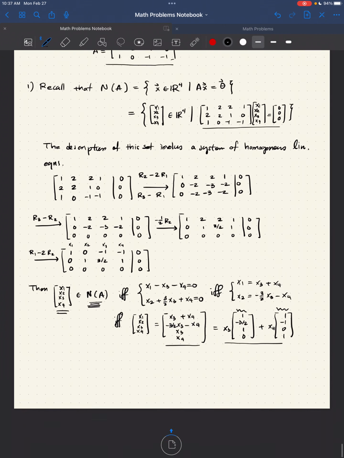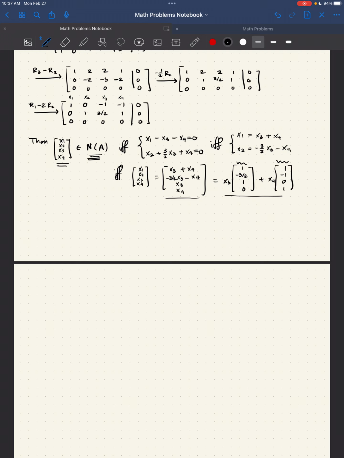And it's not only a generating set, it's actually a basis, because the collection forms a linearly independent set, and that's something that we can verify simply by the row reduction process. So, the collection (1, -3/2, 1, 0), (1, -1, 0, 1) is a basis of the null space of A. Okay, so we're done with the first one.